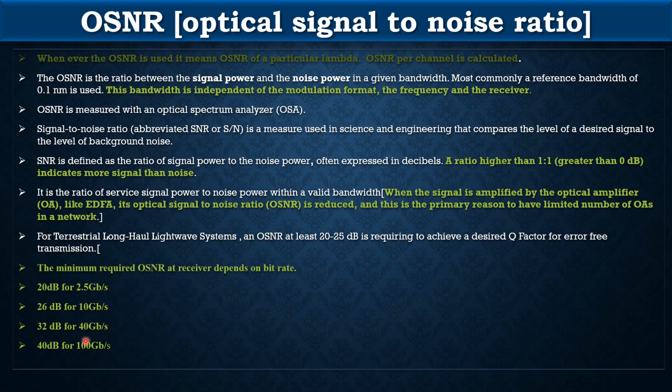Suppose a wavelength is traveling with a 100 Gbps bitrate, so at the receiver 40 dB of OSNR value is required to receive a better, quality signal. If the OSNR value is less than 40 dB for a 100 Gbps bitrate signal at the receiver, this results in degraded performance of that signal.